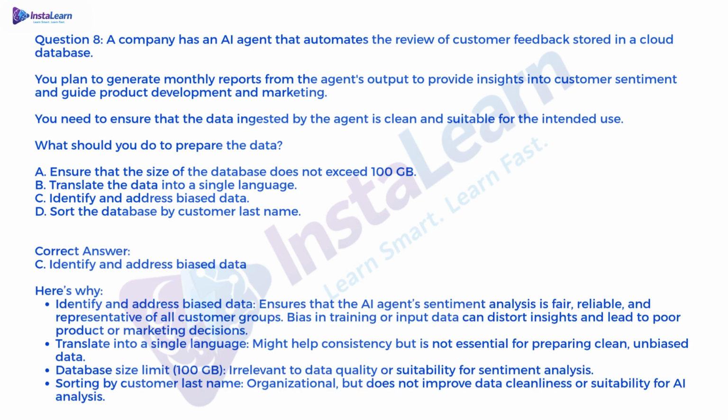Correct answer. C. Identify and address biased data. Here's why. Identify and address biased data ensures that the AI agent's sentiment analysis is fair, reliable, and representative of all customer groups. Bias in training or input data can distort insights and lead to poor product or marketing decisions. Translate into a single language might help consistency but is not essential for preparing clean, unbiased data. Database size limit, 100 gigabytes, is irrelevant to data quality or suitability for sentiment analysis. Sorting by customer last name is organizational, but does not improve data cleanliness or suitability for AI analysis.